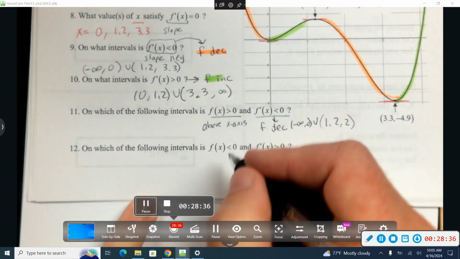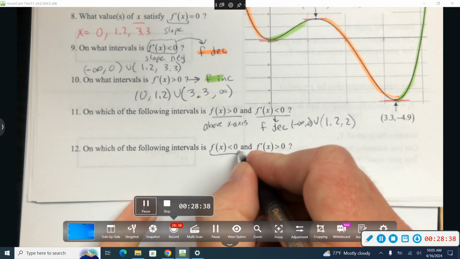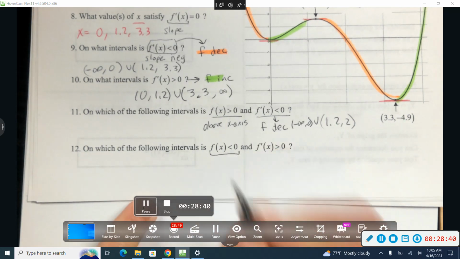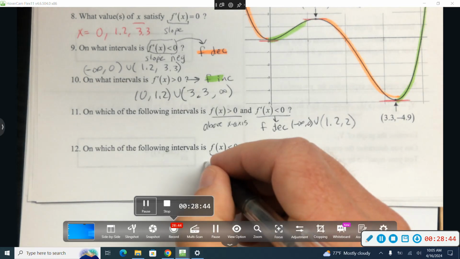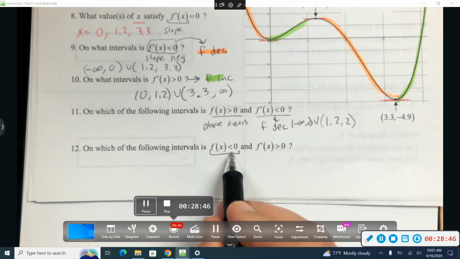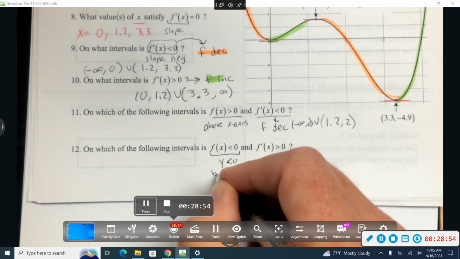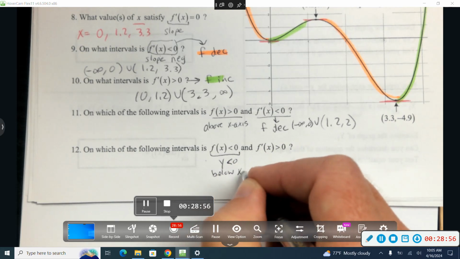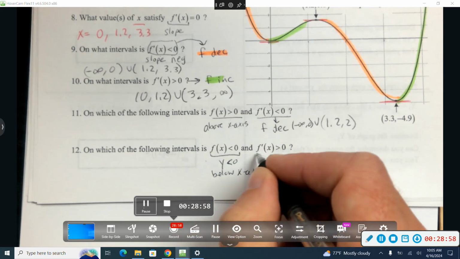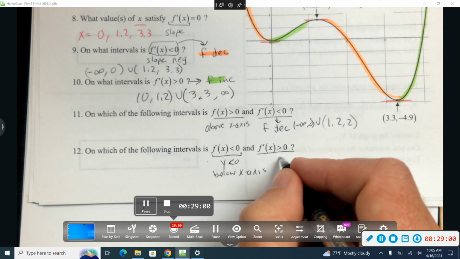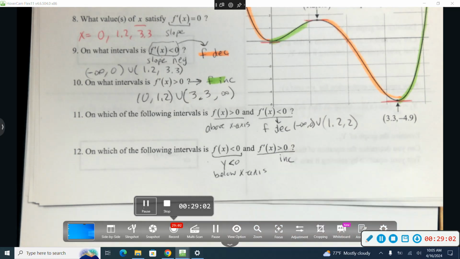Second one, f less than 0. So what does that mean on the graph? What am I looking for? F is less than 0. So what does that mean? Y is less than 0, or I'm below the x-axis. But I also need to be increasing. So yeah, what did you say, Andrew?